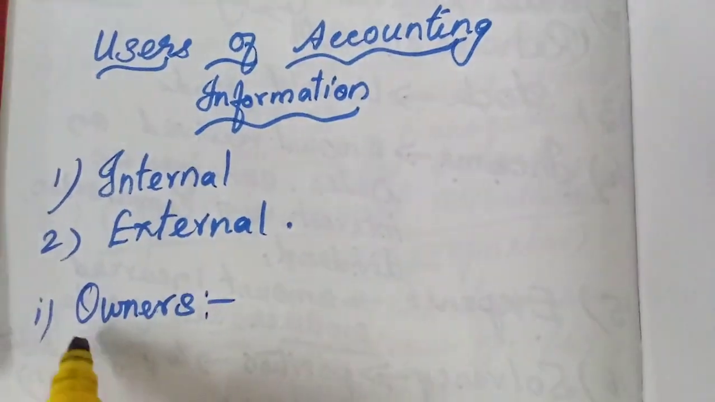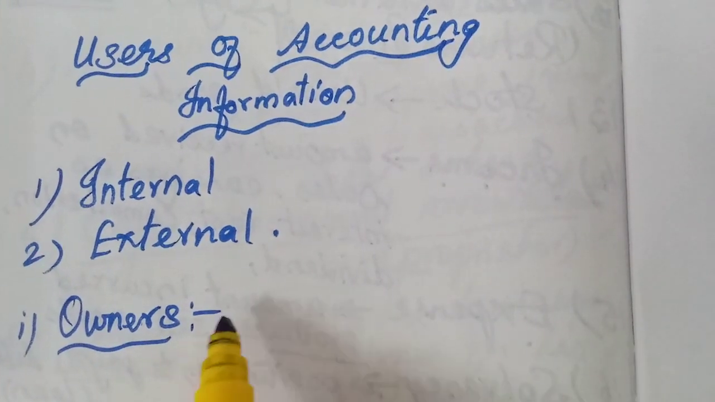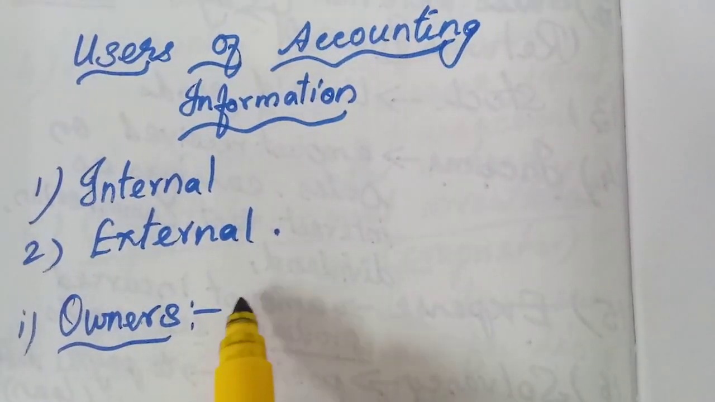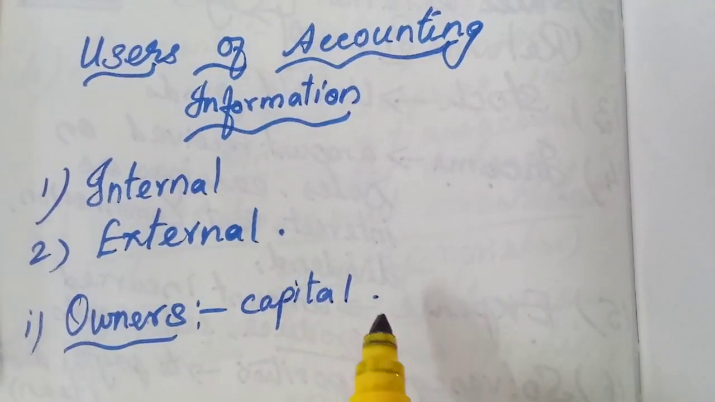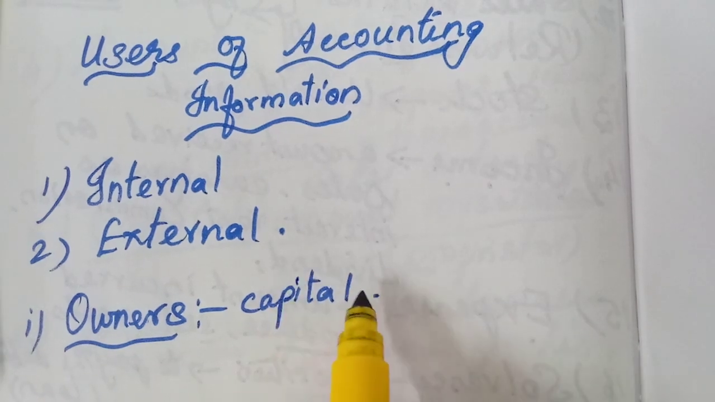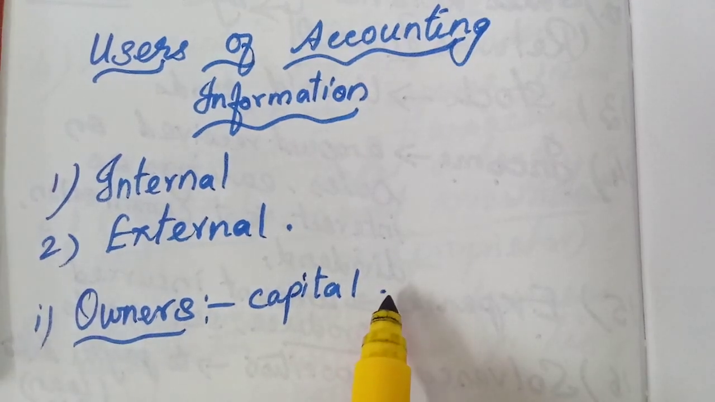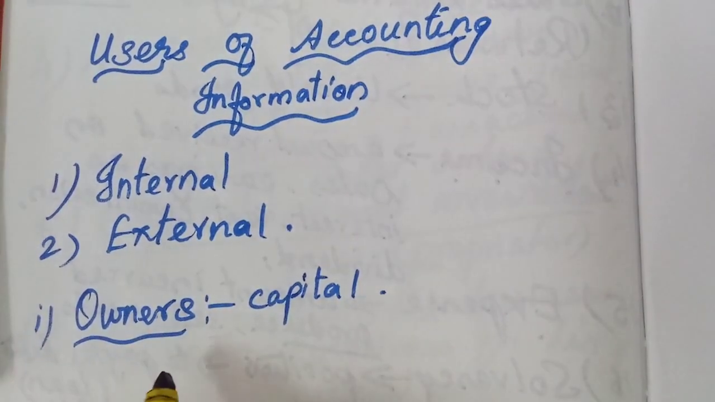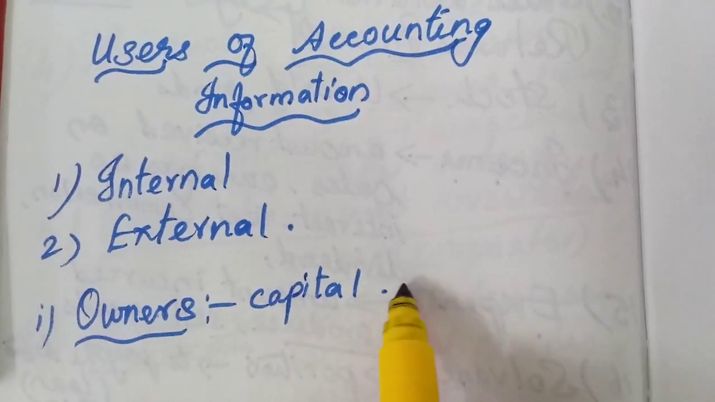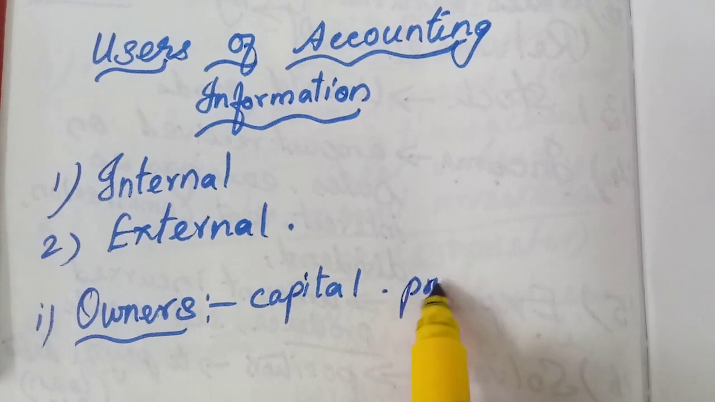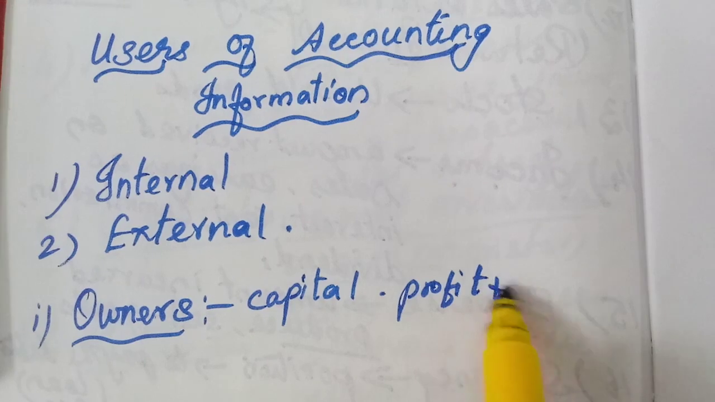Okay, the internal users are first the owners, because owners are the ones who provide money as capital in the business. Capital doesn't mean that it is a very small amount. Usually it will be a very big amount. So every owner or proprietor will want to know whether he has earned any profit or not, and what is his financial position.